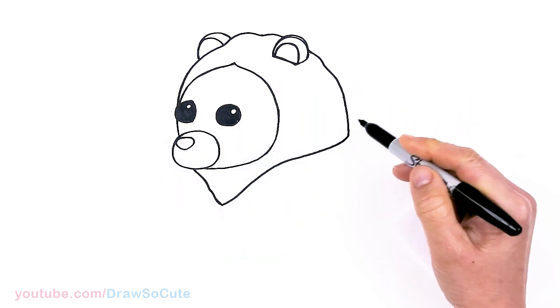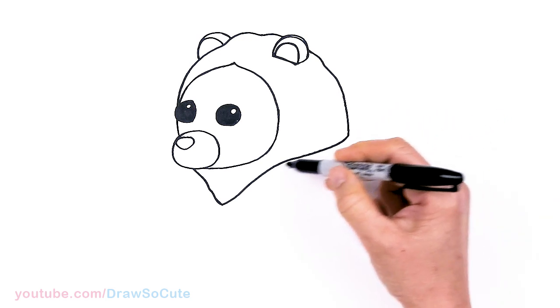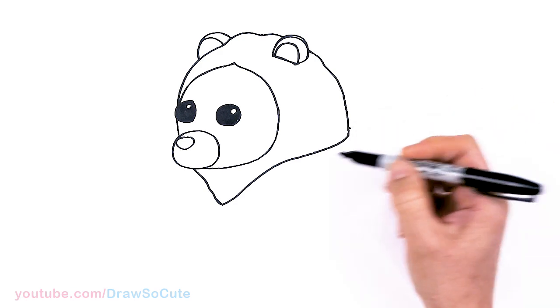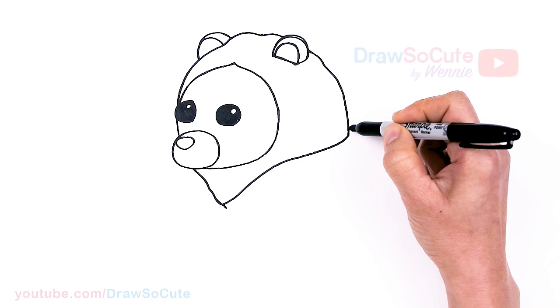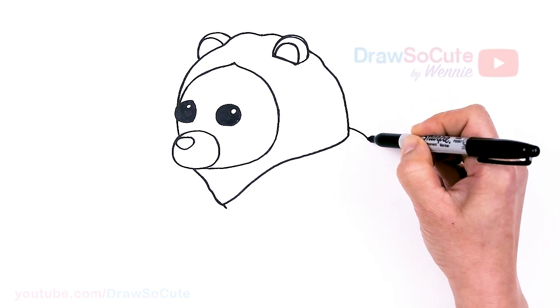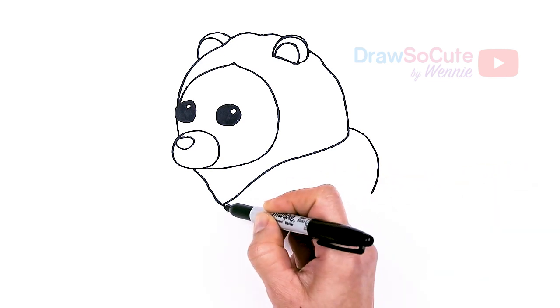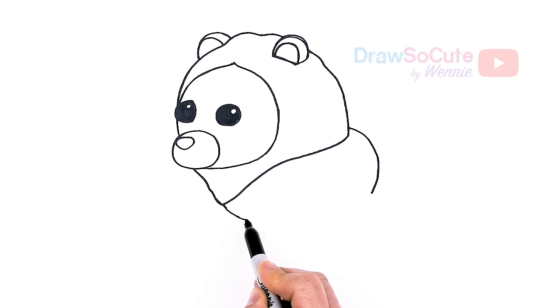Okay, so now that we have that, we can go ahead and draw the easy, simpler part, which is the oval for the body. So let's come right here and here. We're going to draw this little oval. So let's go right here. And we're just going to go ahead and connect it.